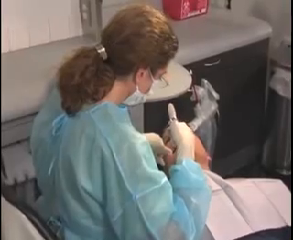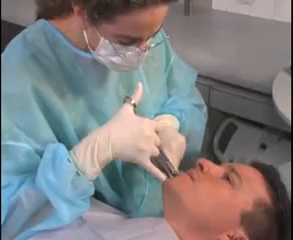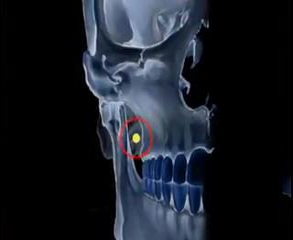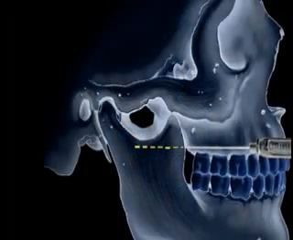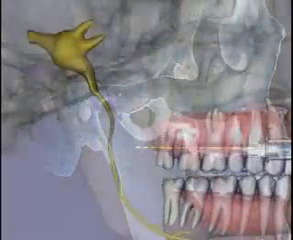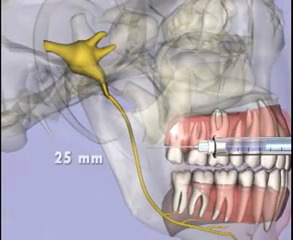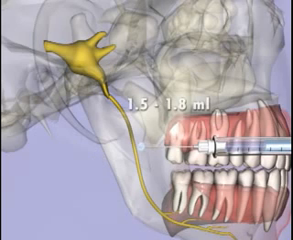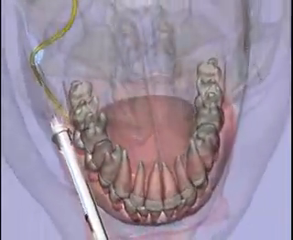For the right or left Vazirani-Akinosi nerve block, the right-handed operator should sit at the 8 o'clock position facing the patient. The needle is inserted into the soft tissue on the lingual aspect of the mandibular ramus, adjacent to the mucogingival junction of the last maxillary molar. With the bevel facing away from bone, the syringe is inserted 25 millimeters. Following negative aspiration, 1.5 to 1.8 mL of anesthetic is slowly injected and the syringe withdrawn.